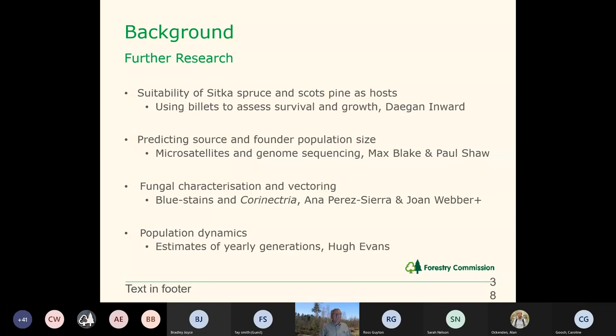As further research and background, there's a lot of work going on into the suitability of other species, particularly Sitka spruce, obviously, and using billets to assess the survival and growth. There is work predicting the source and founder population size. We're looking at genome sequencing and looking to try and determine whether we can gain any insight into where these populations have come from.